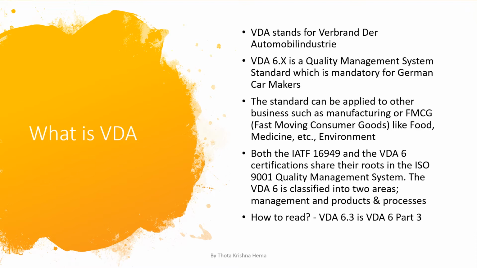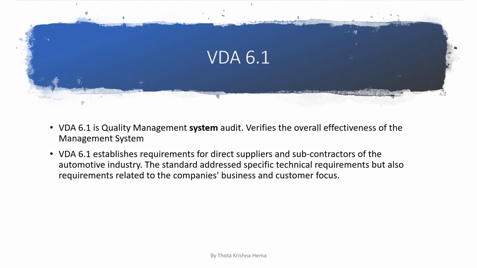Both the IATF 16949 and the VDA 6 certification share their roots in the ISO 9001 QMS standard. VDA 6 is classified into two areas: management and process. How to read it: if VDA 6.3 is there, we read it as VDA 6 part 3. So what is VDA 6.1?